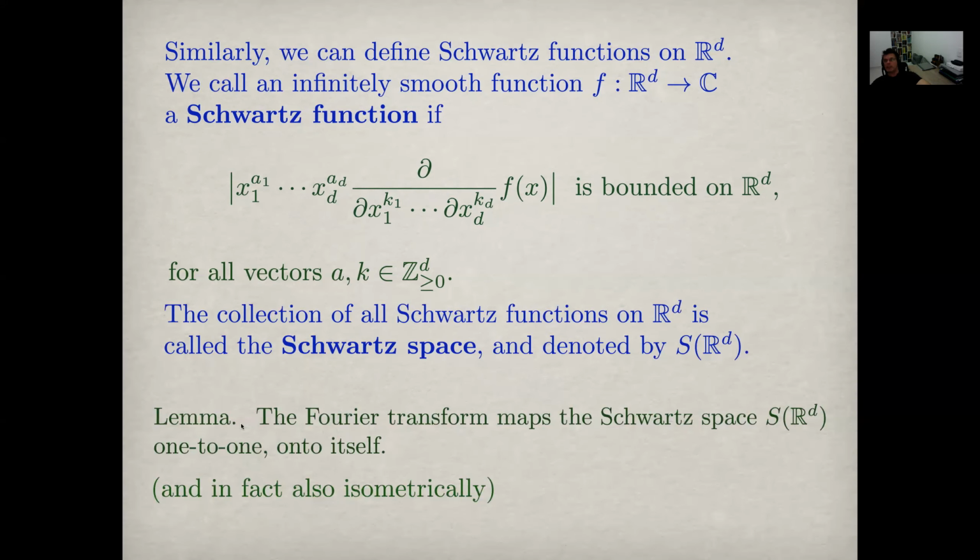And here's an interesting lemma. I urge you to try to prove it without the isometric property, but the Fourier transform maps the Schwartz space one-to-one onto itself, in fact, isometrically. But without the isometry condition or conclusion, it's still not too bad to try to prove this in R1, let's say. And so it's very nice. The Schwartz space is kind of perfectly suited for the Fourier transform.